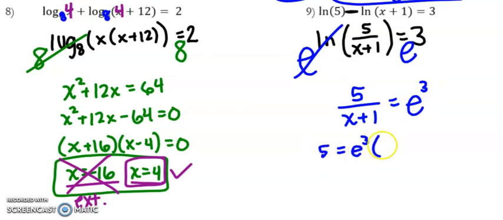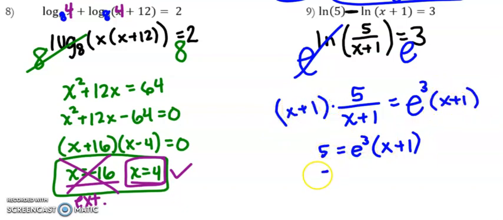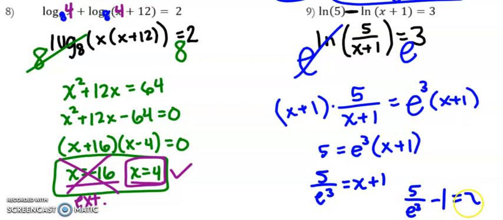Well, then I'm going to use some careful solving. This will be e to the third times x plus 1. Multiply both sides by x plus 1. Okay, and then I'm going to divide by e to the third. That'll be equal to x plus 1. And then I get 5 over e to the third minus 1 is equal to x. If you take this and type it into your calculator, should do that real quick. 5 divided by e to the third minus 1 is negative 0.751. If we round, negative 0.751.